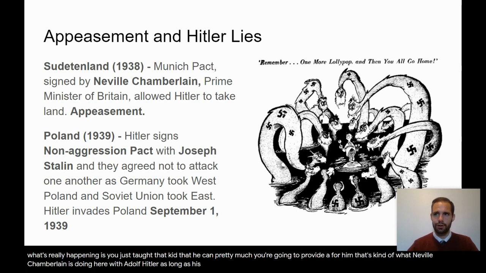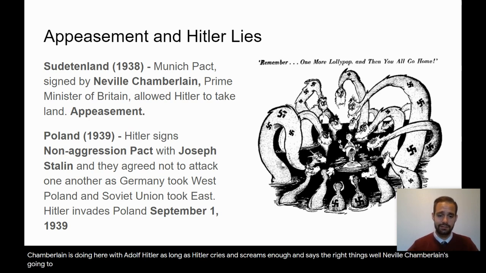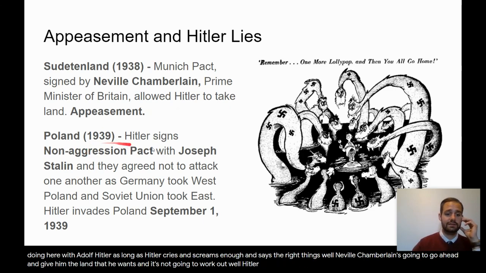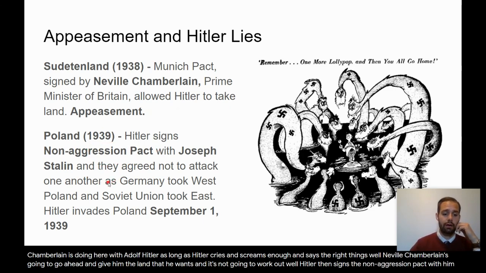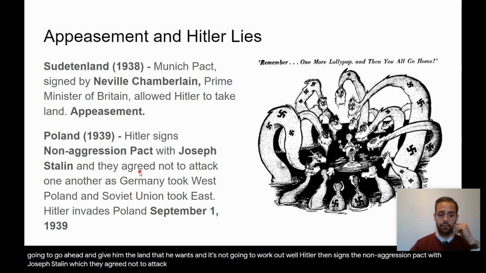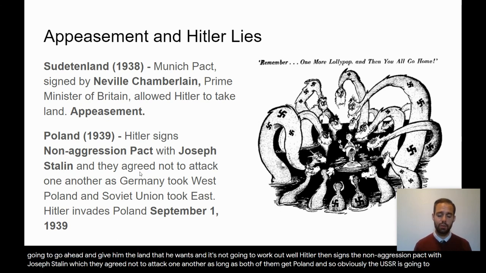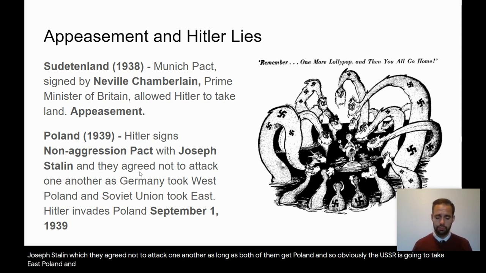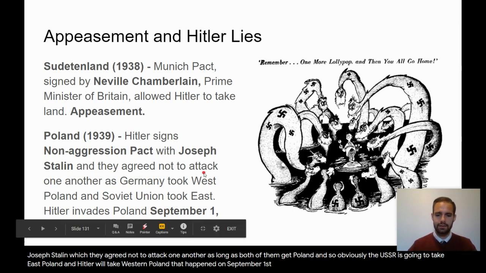As long as Hitler cries and screams enough and says the right things, well, Neville Chamberlain's going to go ahead and give him the land that he wants. And it's not going to work out well. Hitler then signs the non-aggression pact with Joseph Stalin, in which they agree not to attack one another as long as both of them get Poland. And so obviously the USSR is going to take East Poland, and Hitler will take Western Poland. That happens on September 1st, 1939.